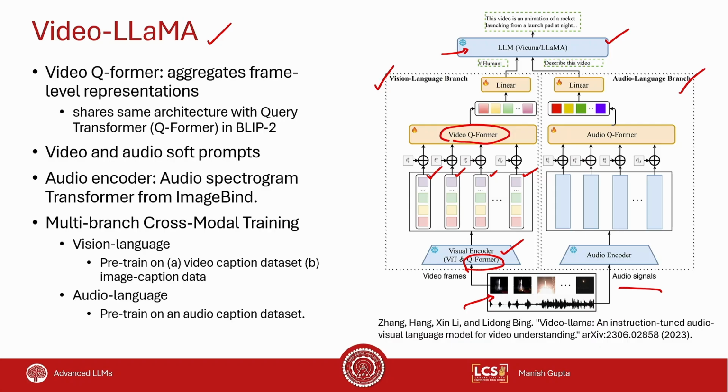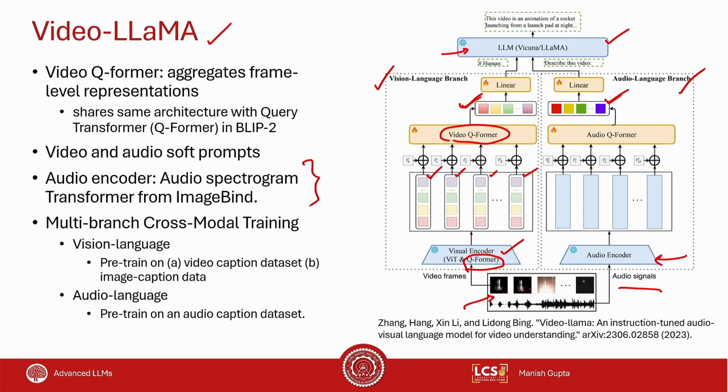A Q-former is that guy which takes a variable number of inputs, but can finally lead to a fixed number of learnable queries. So that gives you a fixed-size representation for the video. And you do the same thing on the audio side. On the audio side, obviously you need to use a specialized audio encoder. Particularly, they use the audio spectrogram transformer.